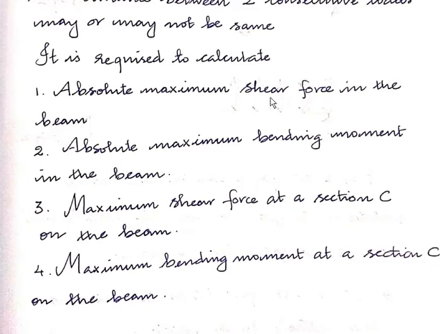Absolute maximum shear force in the beam, absolute maximum bending moment in the beam, maximum shear force at a section C on the beam, and maximum bending moment at a section C on the beam. So these are the four parameters we have to calculate in such problems.